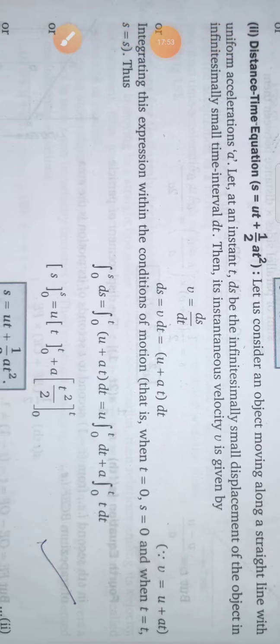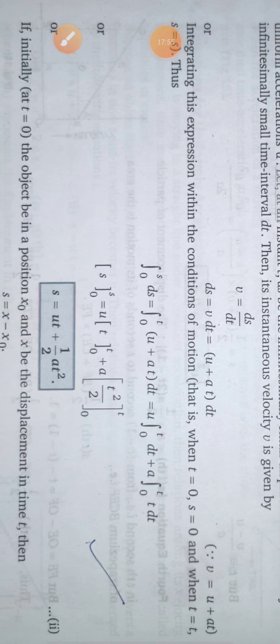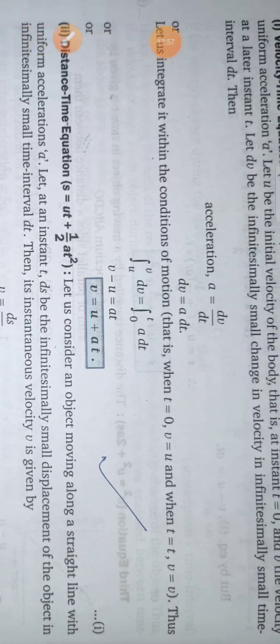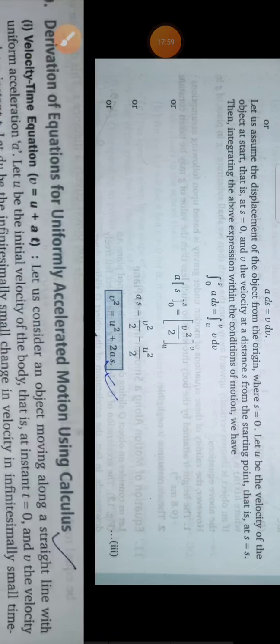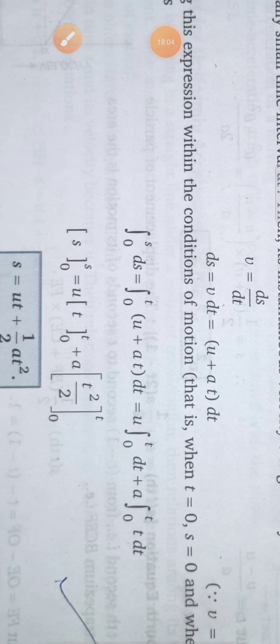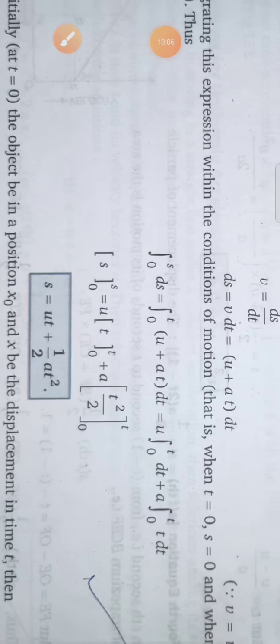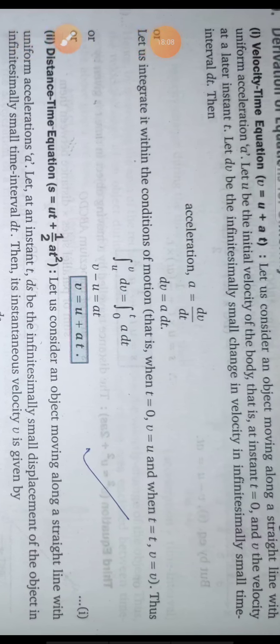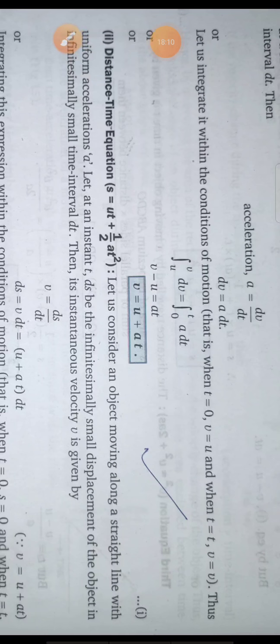We will derive the third equation in the next class. So today just remember and understand these two derivations. Practice these two derivations. They are very important in terms of your examination. Actually these three derivations come often in your exam, so you have to practice well. Thank you.